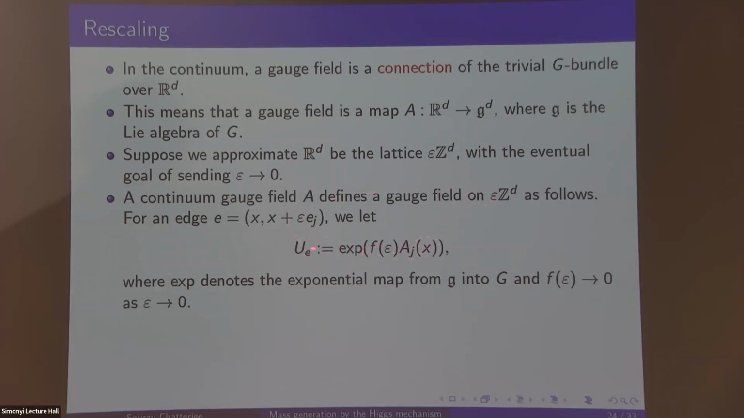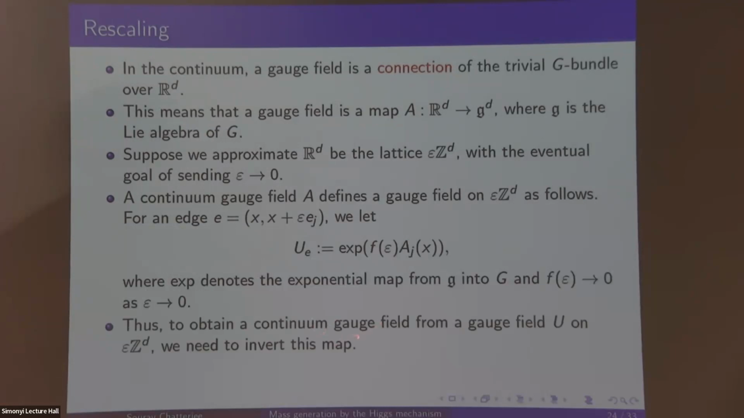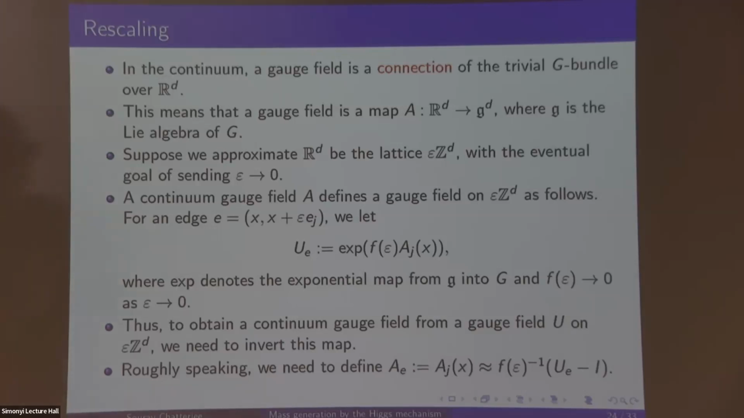You take an edge E, which is x, and you increase the jth coordinate by epsilon, and take this edge, and you look at AJ of x, and you exponentiate that, and you get a group element. And that's the correspondence, how you get from a connection to a group element. And so we need to invert this map to get the connection. So roughly speaking, we need to do something like this. You take UE minus I, and you multiply it by some large constant to get your approximate Lie algebra element. But I'll not go through this, so don't worry if it seems a little sketchy.